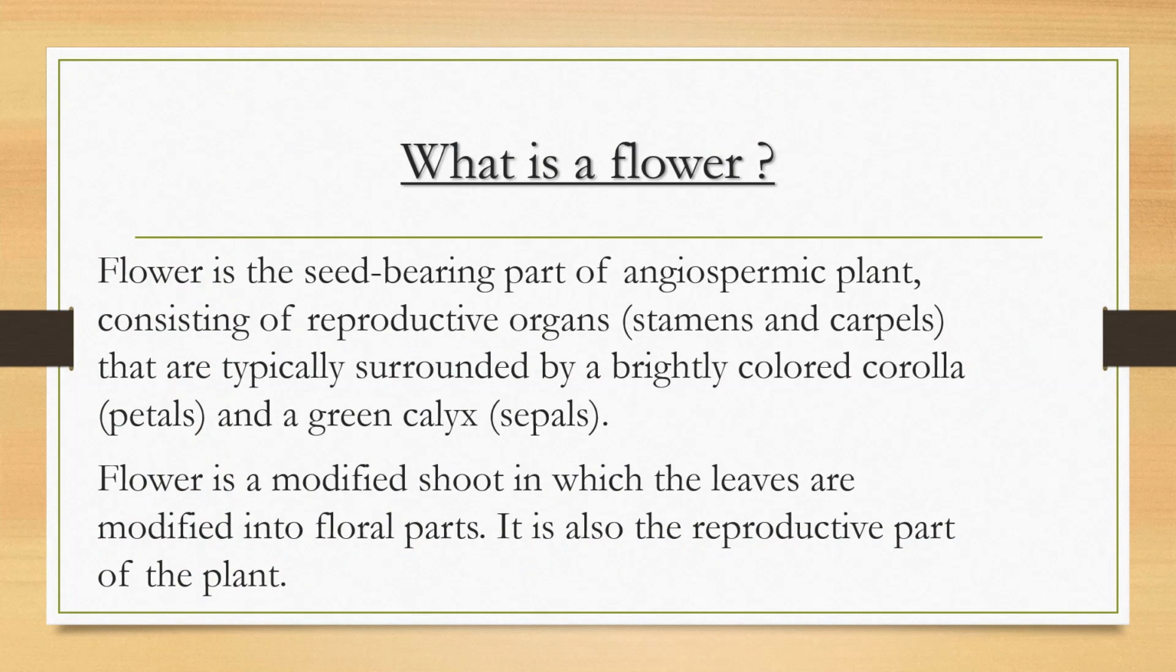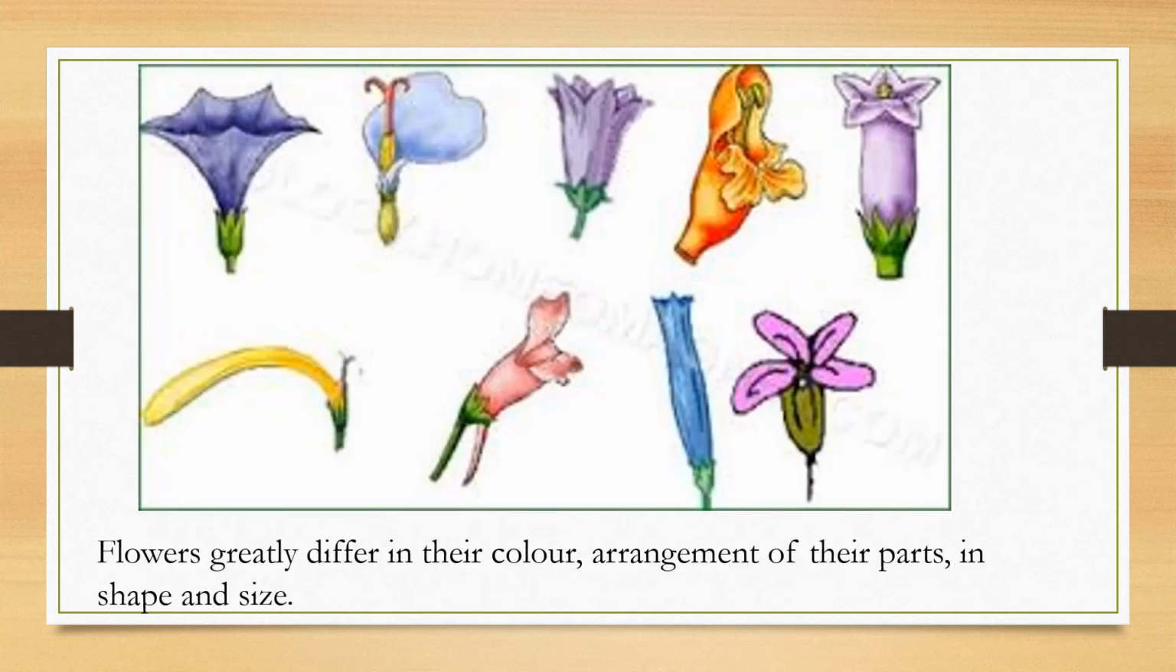Let us know what is a flower. Flower is the seed-bearing part of angiospermic plant consisting of reproductive organs, that is stamens and carpels, that are typically surrounded by a brightly colored corolla, consisting of petals, and a green calyx consisting of sepals. Flower is a modified shoot in which the leaves are modified into floral parts. It is also the reproductive part of the plant. As you have seen in your surroundings, flowers greatly differ in the color, arrangement of their parts, shape and size.